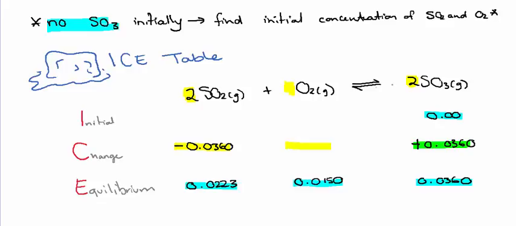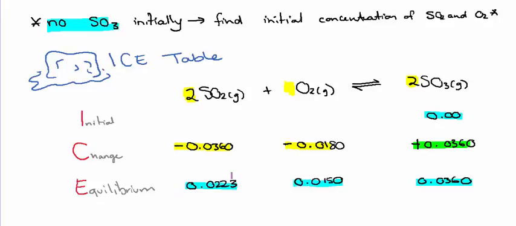Now if we compare the mole ratio of oxygen to our sulfur trioxide, we'll see that it's a 1-to-2 ratio. So half the number of moles of oxygen. If we halve this number here, we get 0.0180 moles of oxygen would have been consumed.